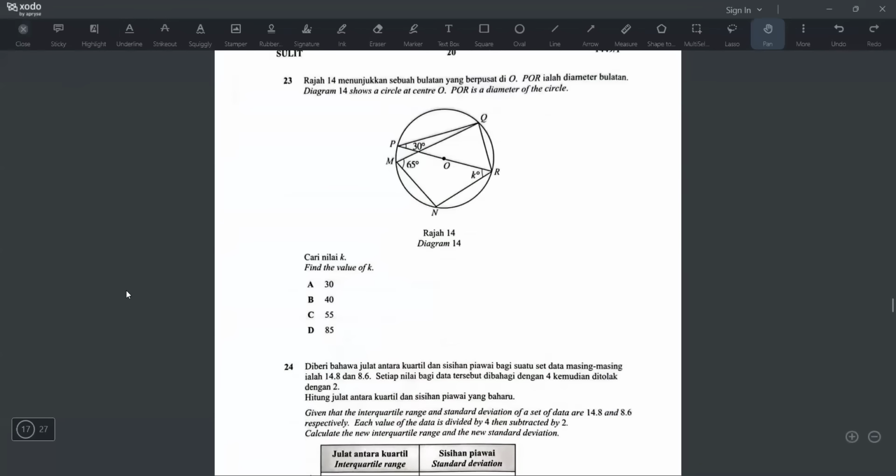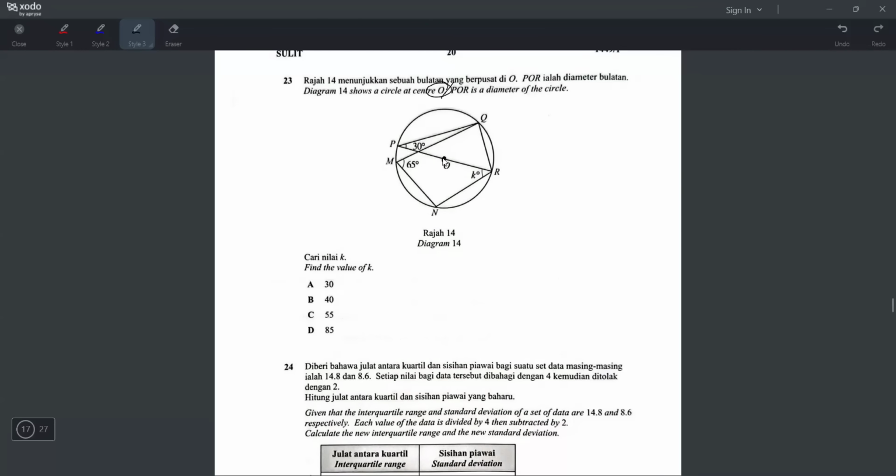Okay, 23. Okay, this one is a lower form chapter. Yeah, you learn this in like form 2, form 3. I think it's from, okay, I'm not sure lah, tak ingat lah. Tapi ini you learn in form 2, form 3. Yeah, the angle inside circle, right? Okay, let's go. Diagram 14 shows a circle at center O. Okay, this one not important. EOR is diameter of circle. This one is very important.